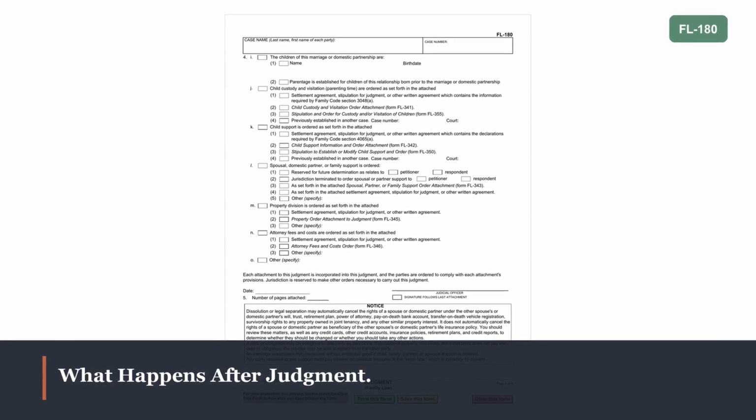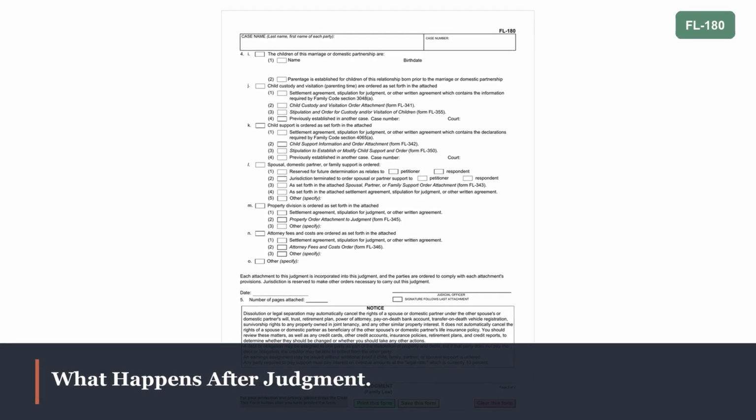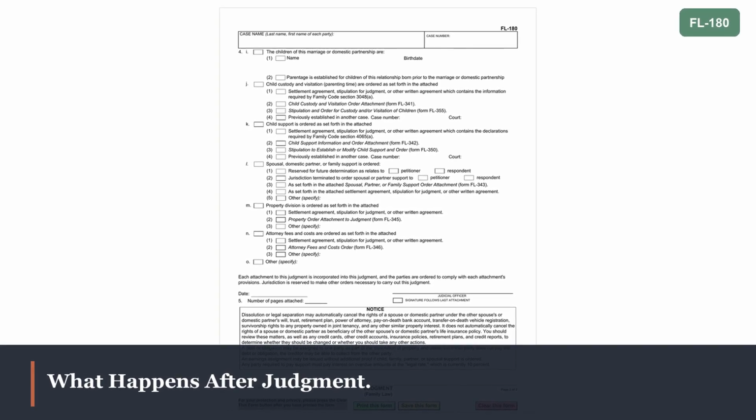What happens after judgment? Once FL-180 is signed and entered, a few things typically follow. The court clerk enters the judgment into the official case record. The clerk mails FL-190 to both parties as notice of entry. Your marital status changes on the effective date stated in the judgment, not necessarily the signing date. You may want to request certified copies of the judgment for name changes, benefits, or other post-judgment needs.